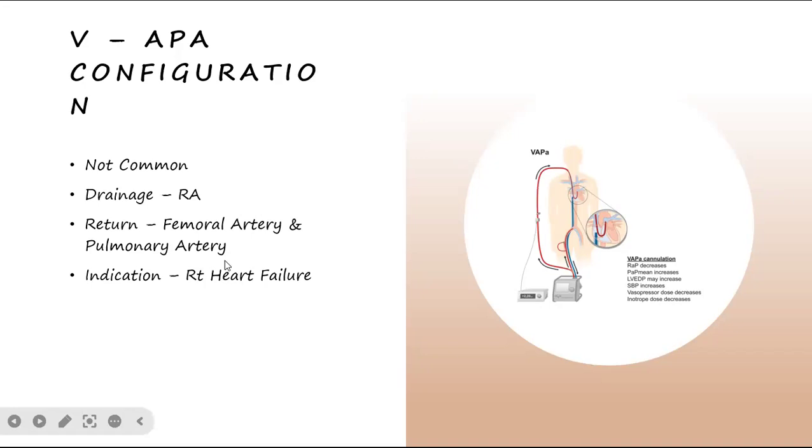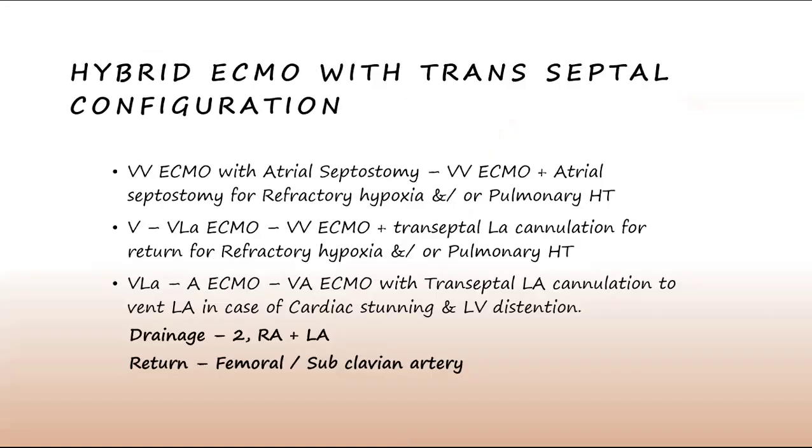So technically, it's like a VA ECMO. When the right side of the heart fails, what happens? They convert it from the VA ECMO to VAPA ECMO. So that's what is depicted here. So V-APA, that means VA to start up with, and then they cannulated the pulmonary artery in the later stage. So what are the advantages of this VAPA configuration? Again, the right atrial pressure decreases, pulmonary artery pressure increases, left ventricular end diastolic pressure will increase. So that helps in increasing your systolic blood pressure, decreasing your vasopressor inotropic dose here.